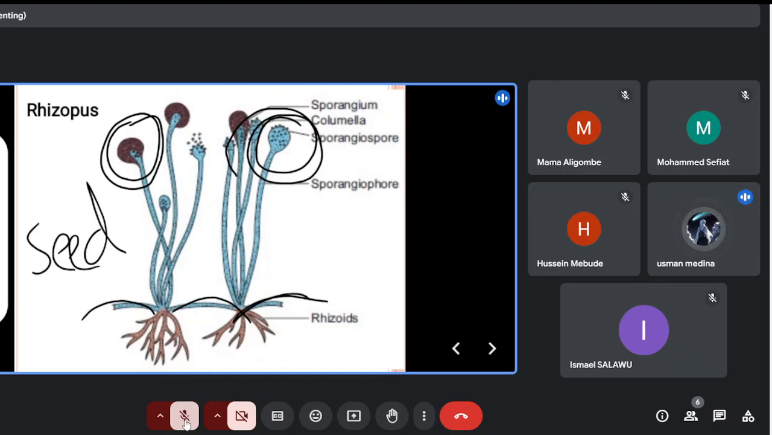And then we mentioned several examples of fungi. We say some of them can be unicellular, right? Example.